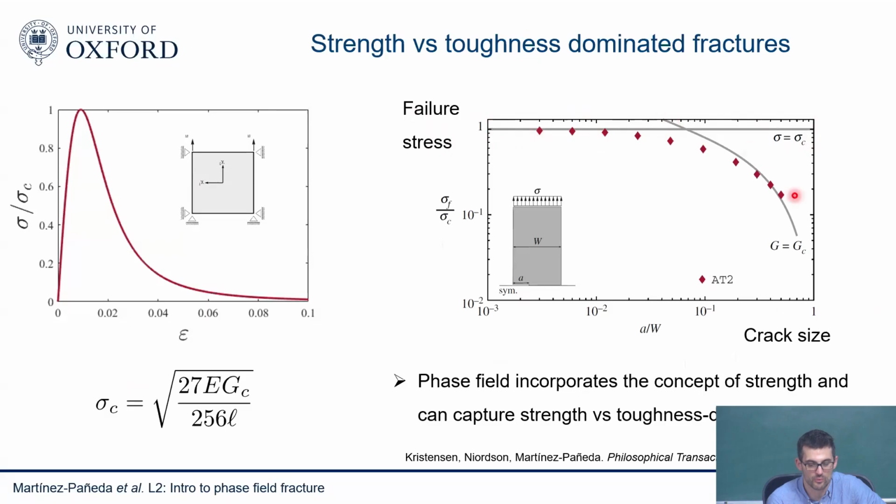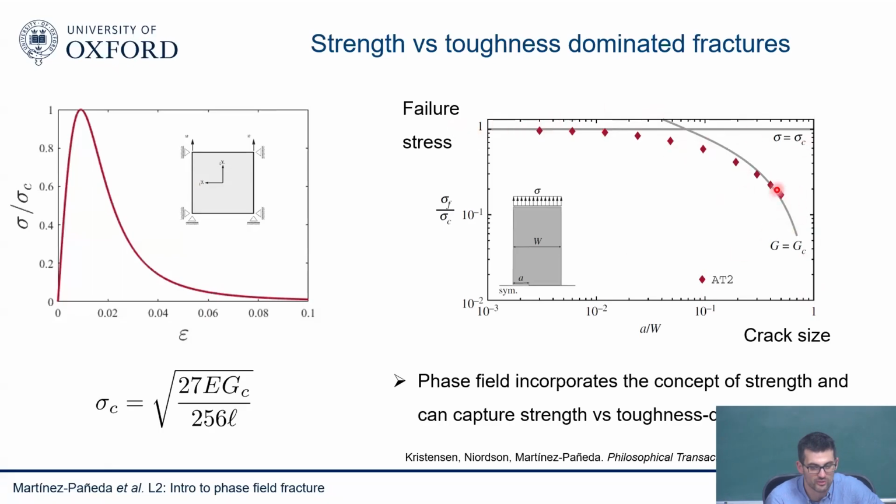And then this is what happens with Griffith. Griffith cannot predict what happens for strength-dominated failures because Griffith only has toughness. So if you assume that you have a crack that is tiny, Griffith will tell you, oh, you need a super high load to get failure, because otherwise you don't get enough energy. But we know that in reality, materials go from here to there, smooth. We get toughness-dominated failures and strength-dominated failures.